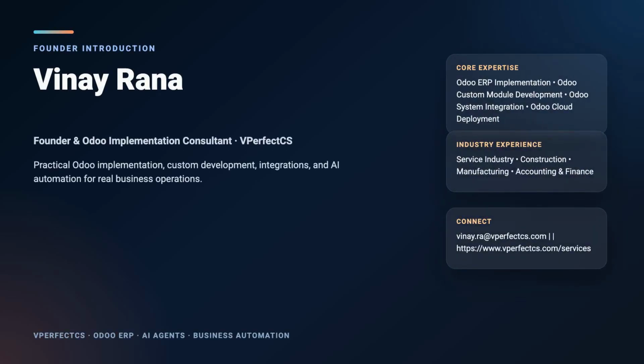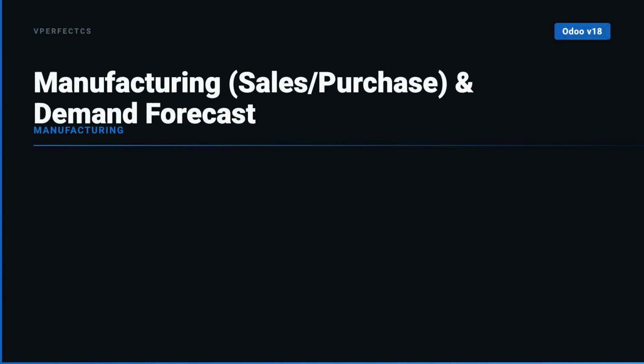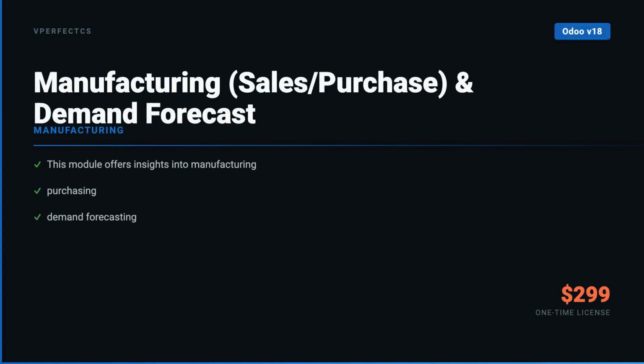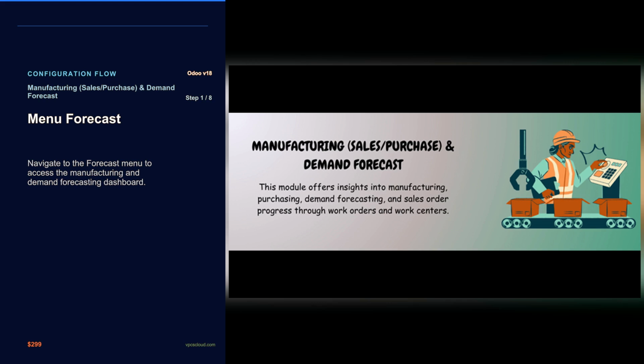We build practical Odoo and AI automation solutions. In this video, we will explore manufacturing sales/purchase and demand forecast, the forecast menu. Navigate to the forecast menu to access the manufacturing and demand forecasting dashboard.